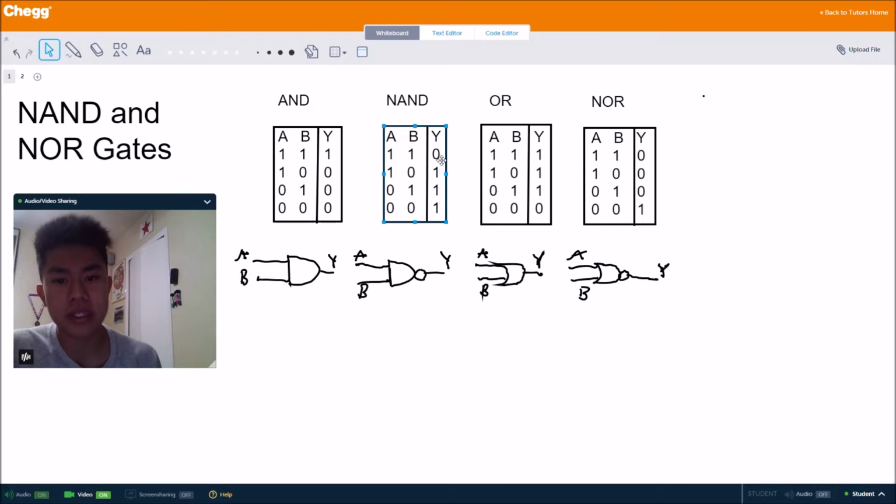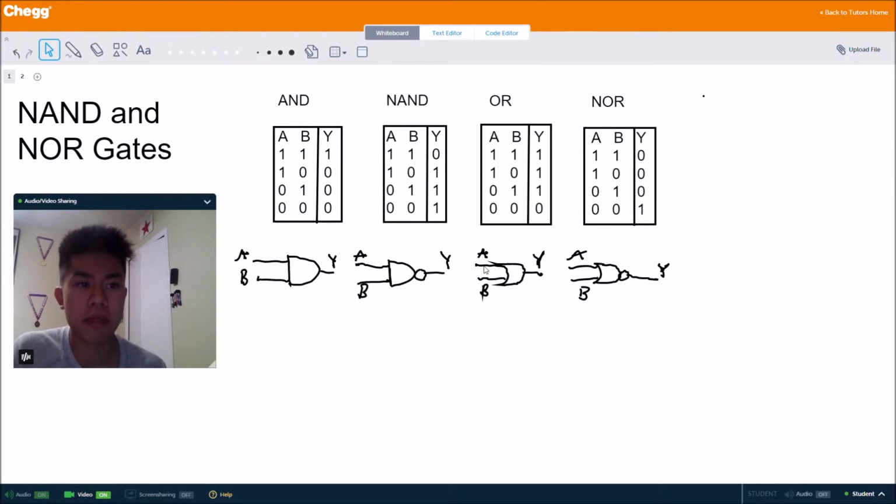So that means the NAND gate always outputs 1, unless the A and B signals are both 1. Right? So if A and B are both 1, then Y is 0. Everything else, Y will be 1.